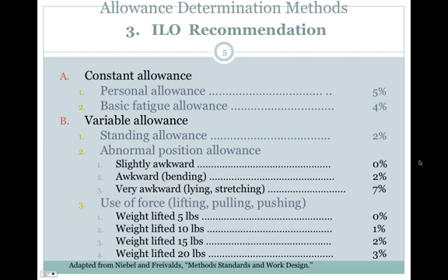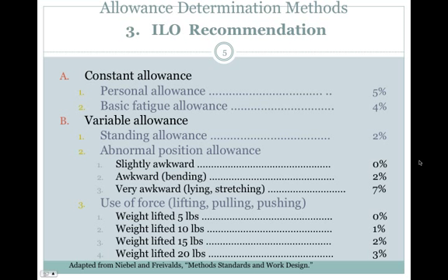Okay, the next 3 slides are just going to cover the International Labor Organization's recommendations as to what percentage of allowances should go towards what task. So here the first thing we have are constant allowances, and these will be applied to any job or any task. So any task, you calculate the observed time, normal time, you're going to apply 9% allowance to any job or any task.